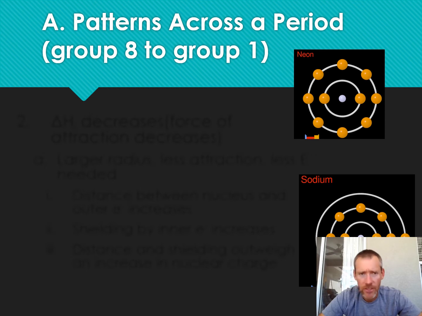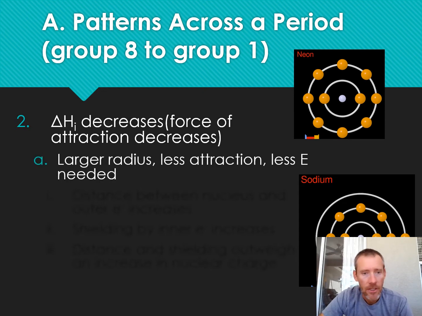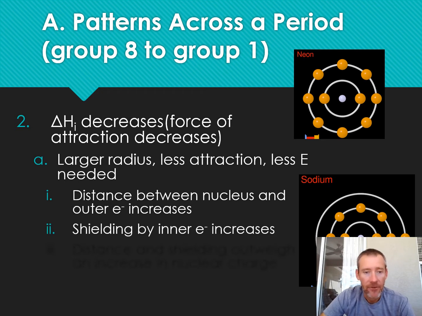There's more shielding. And here are some key terms you want to use in your writing. So there is a decrease in ionization energy. There's less force holding on to the outer electron. Larger radius means less attraction, so less energy is needed. So it's a bigger atom. The distance between the nucleus and the outer electron increases, and therefore shielding by the inner electrons increases. So there's now shielding in sodium of the second energy level.